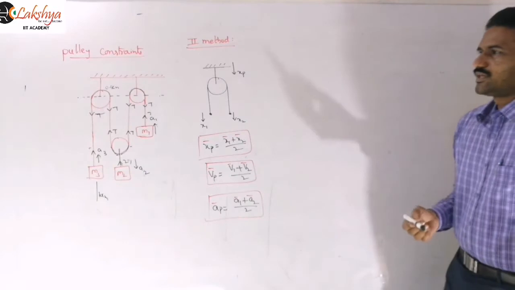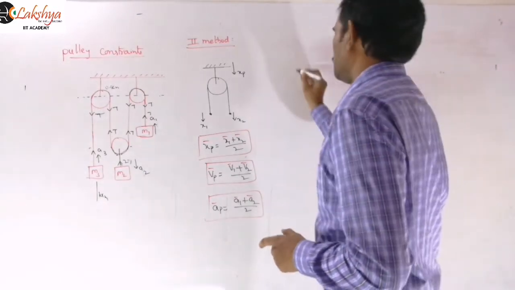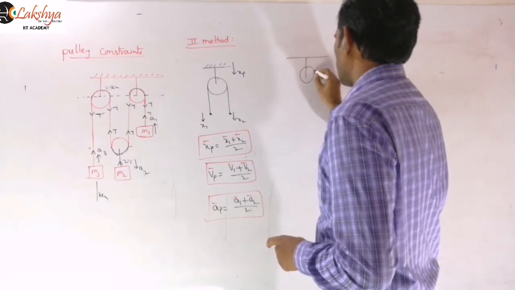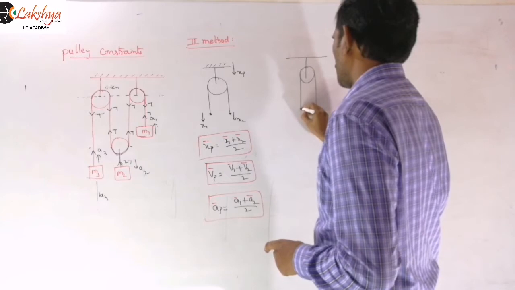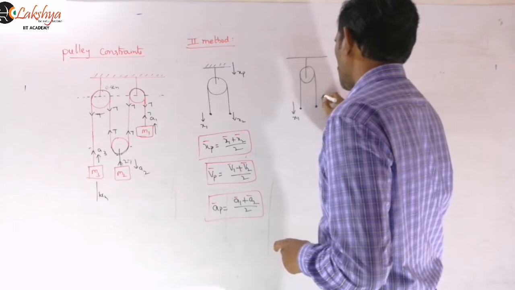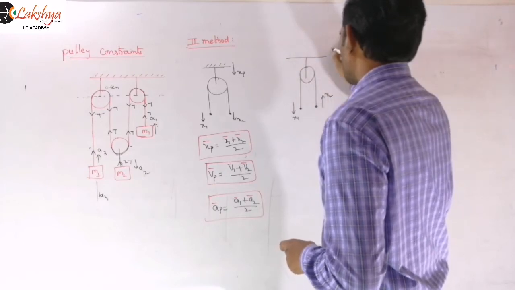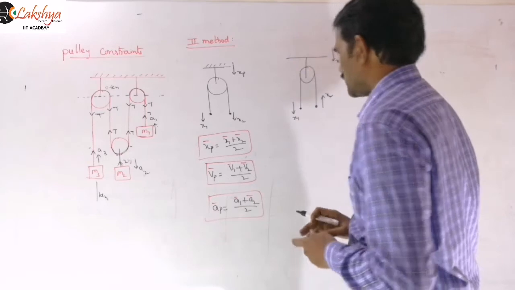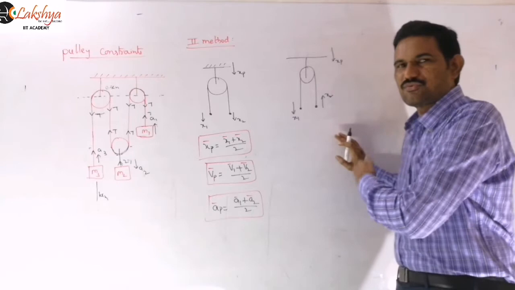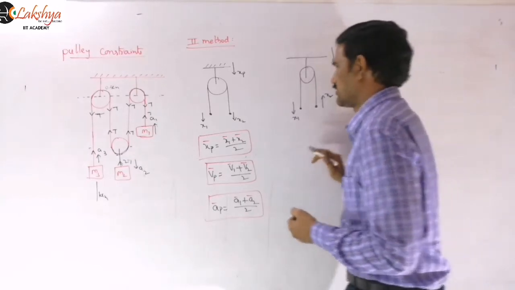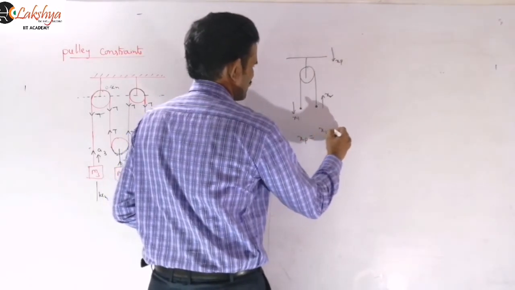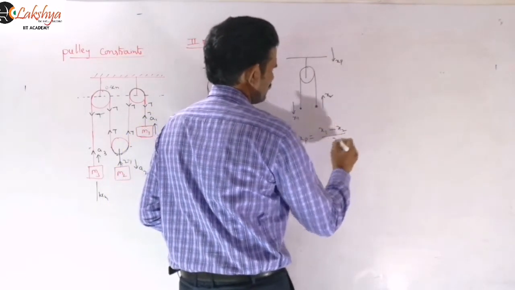And next, another possibility: suppose x1 is in the downward direction and x2 is in the upward direction, and suppose xp is in the downward direction here. Then simply in this relation, this is a basic relation. In this relation we just need to substitute along with the sign here. So we can write xp is equal to x1 minus x2 by 2.